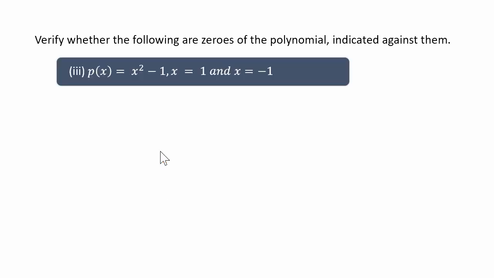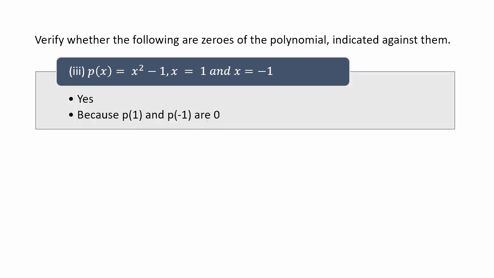Let's look at the third one. The third question is p of x is x squared minus 1, and we have been given two values now instead of one. One is x equals 1 and the other one is x equals minus 1, and we need to check if they are zeros. How do you do it? Substitute the values 1 and minus 1. The value for 1 would be 1 squared minus 1, which is 0. And for minus 1, minus 1 squared is 1, and 1 minus 1 is also 0. So given both of them are 0, they are the zeros of this polynomial.